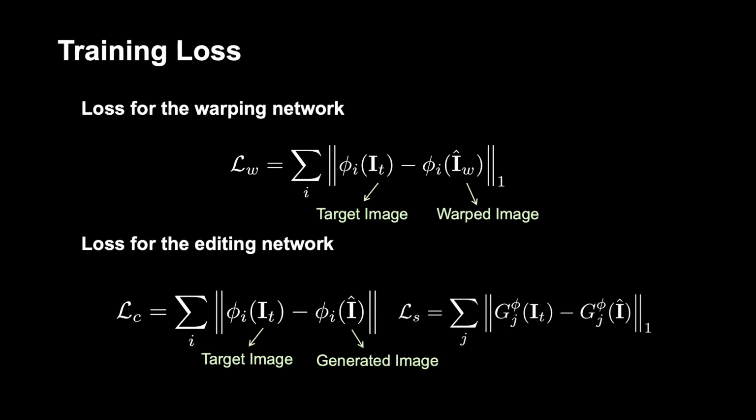Several loss functions are designed for training the model. A reconstruction loss is used to calculate the perceptual error between the warped images and the target images. For the editing network, both style and content losses are calculated for the final prediction.